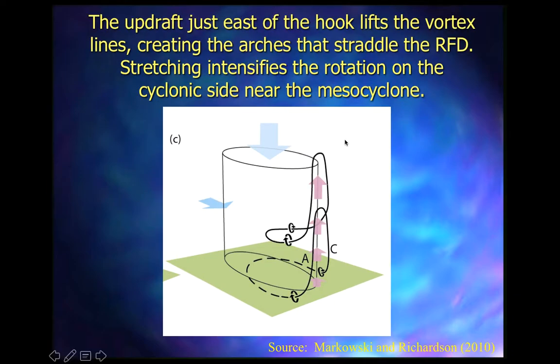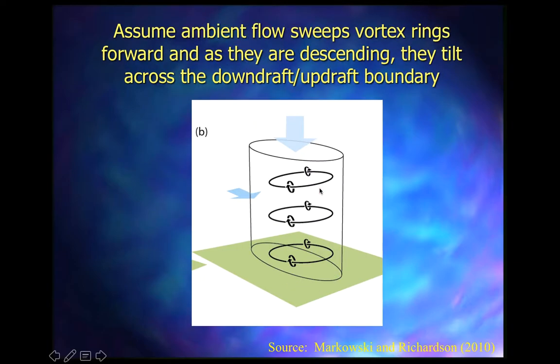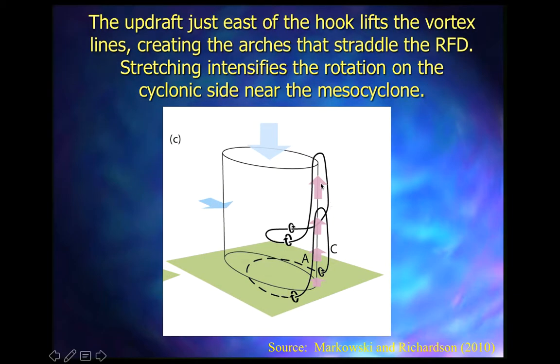Now, continue this process. The updraft just east of the Hooke echo. So here's the updraft I mentioned earlier. Remember I said the updraft is here. Now we're showing it. Here's the updraft. It tilts these vortex lines up very, very strongly. Remember the rear flank downdraft here brings them down to the ground. Then they tilt upward strongly due to the mesocyclone. Now remember these are generated baroclinically. They're generated baroclinically in the rear flank downdraft, which is a warm downdraft. So it creates these arches. See these arches right here that straddle the rear flank downdraft.